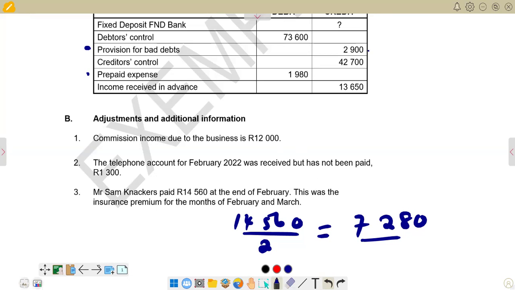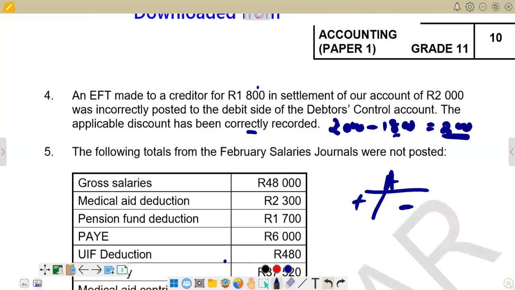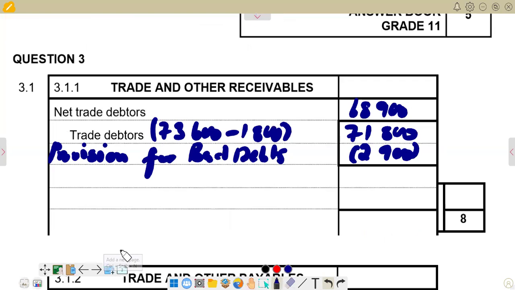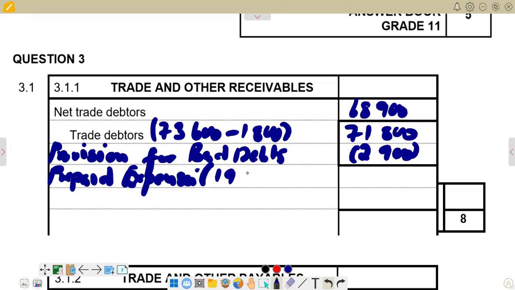So I will go to the other section and just summarize them. So here we are now saying prepaid expenses. What we are going to do is get 1,980 and add it to 7,280. Then the total that we are going to get there is 9,260.